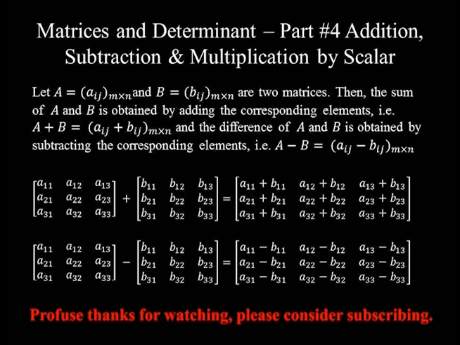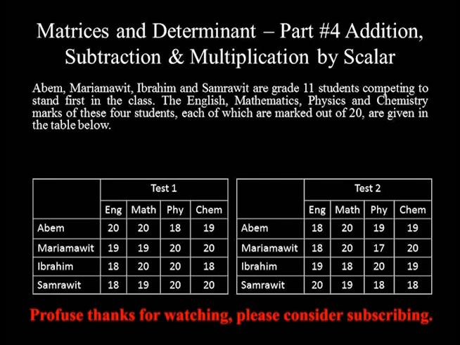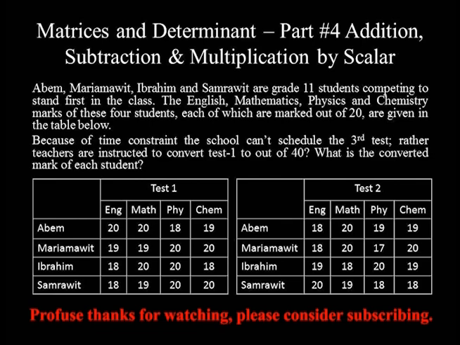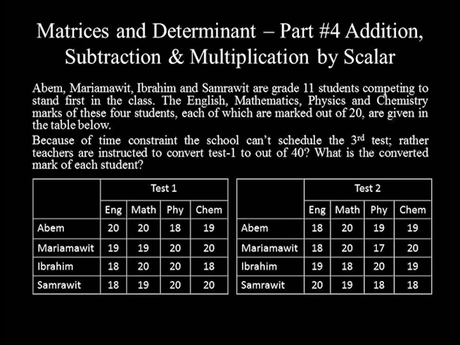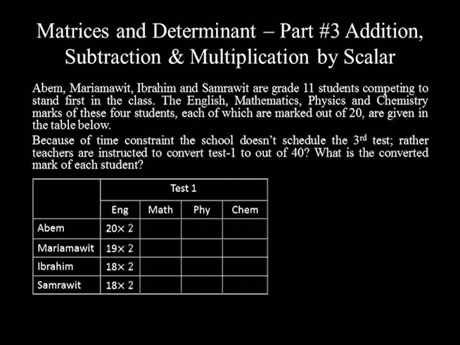To illustrate multiplication of matrices by scalar, let's return to the former tabular data and make this addition. Because of time constraint, the school can't schedule the third test. Rather, teachers are instructed to convert test 1 to out of 40. What is the converted mark of each student? 40 means 2 times 20. So in converting test 1 result to out of 40, what we are going to do is simply multiply each and every result in table 1 by 2.